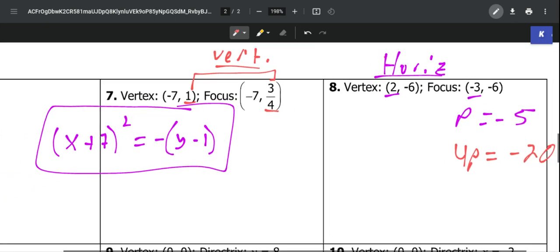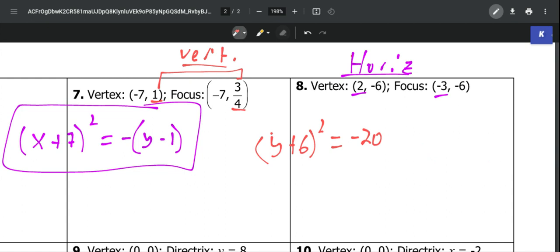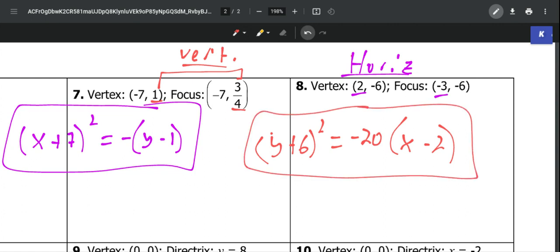And then I can just plug everything in. So if this is a horizontal parabola, I will have y come first. So I'll have y plus 6 squared because this is a minus 6 in my vertex y-coordinate, so it's going to be a plus 6 when I plug it in. And then 4p is negative 20. And then that's going to be multiplied by x minus 2 because I have a plus 2 in my vertex for the x-coordinate. So that would be your equation for number 8.